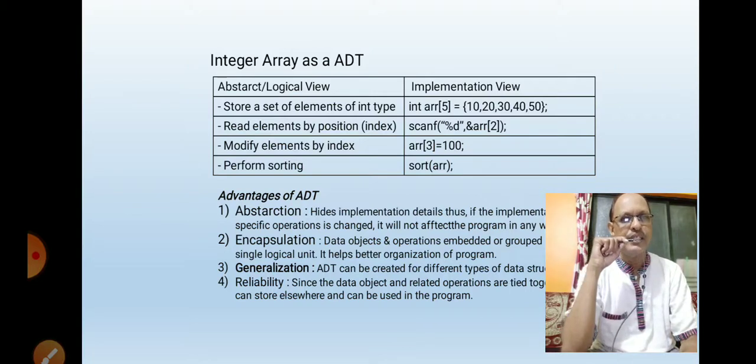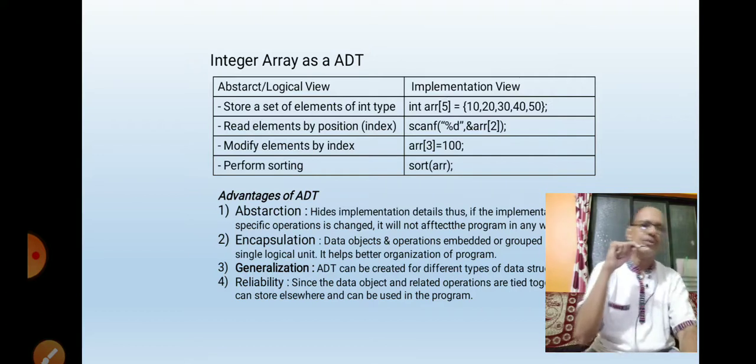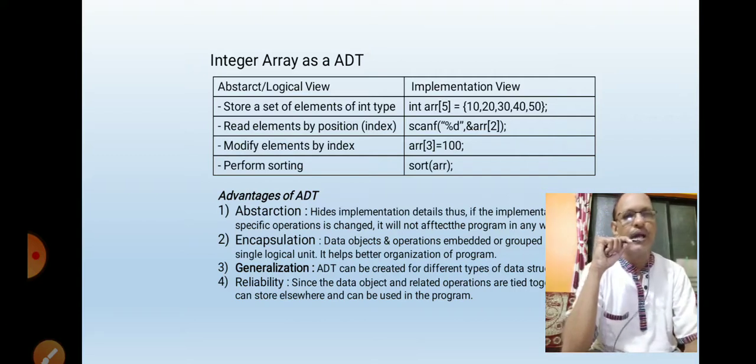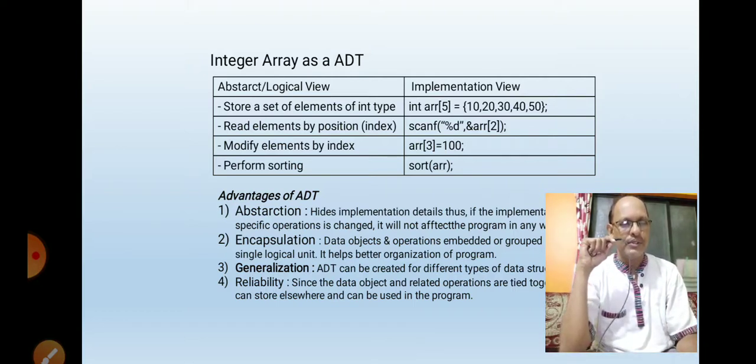Then you can also see the second statement, scanf, where you are reading or scanning the value of the element at position 2. Then in the third statement arr of 3 equal to 100 means you are updating the element at position 3, which was 40, and it is replaced by 100. Then in the fourth row you have the sorting operations or sorting methods, that is sort and so on. So this is basically the implementation view.